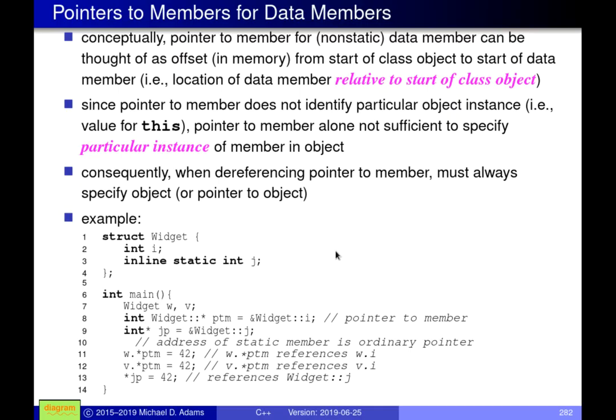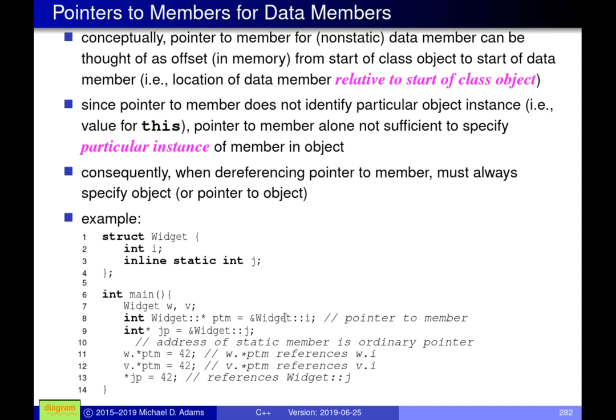So I have a simple code example at the bottom of this slide. We have a widget class here. It has 2 members, one which is a non-static data member and one which is a static data member. The first one's called i, the second one is j. They're both ints. And then down here we create some widgets, a widget called w, a widget called v. And then we're going to take the address of a particular member. So this expression &widget::i will yield a pointer to member. It's a pointer specifically to the i member of the widget class.